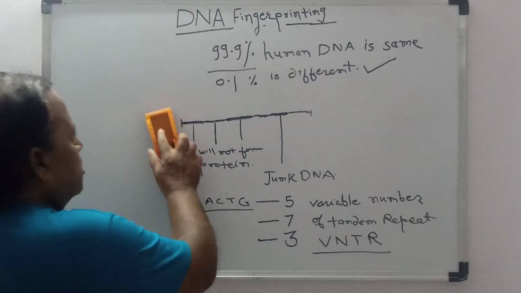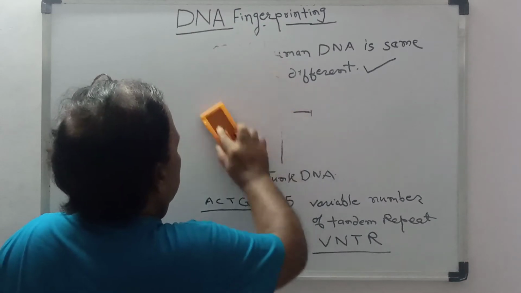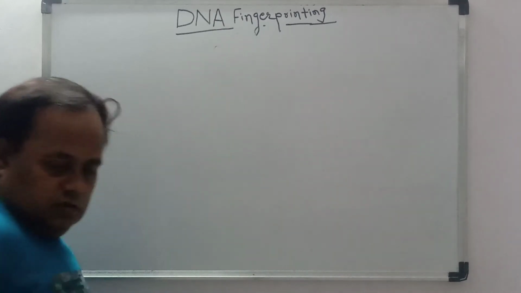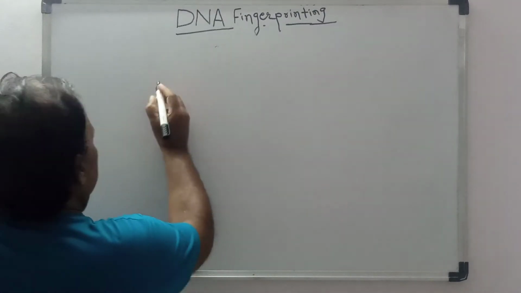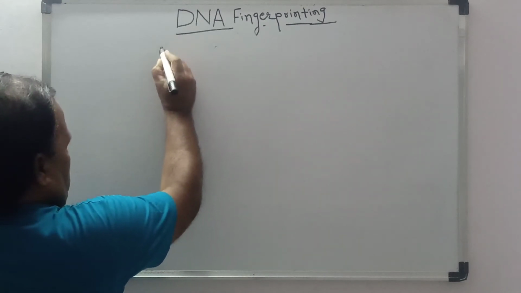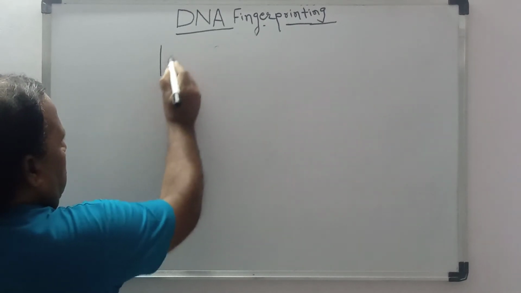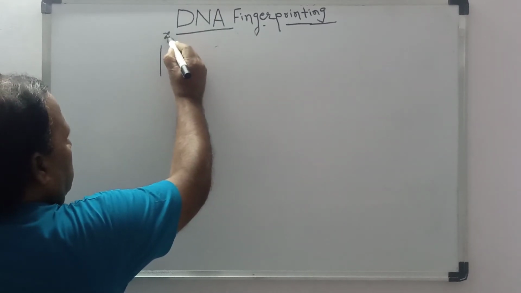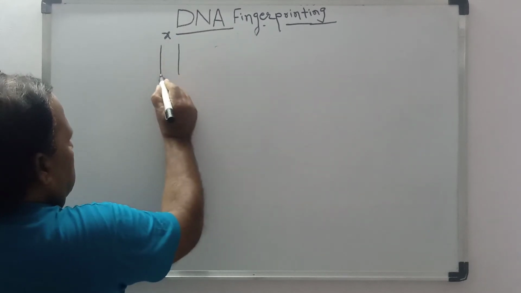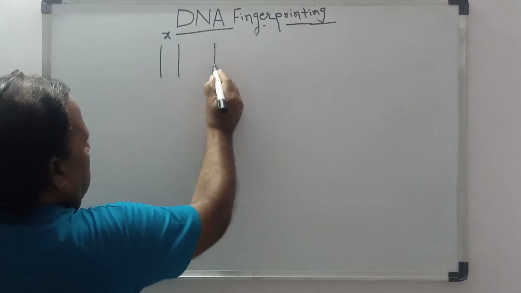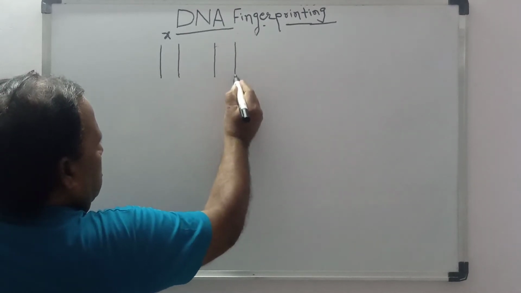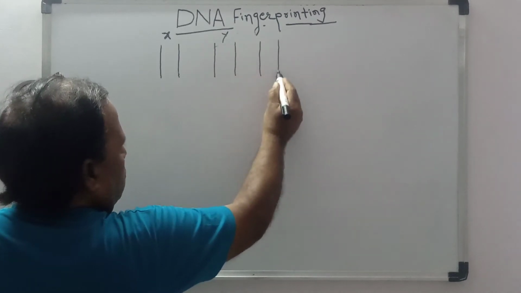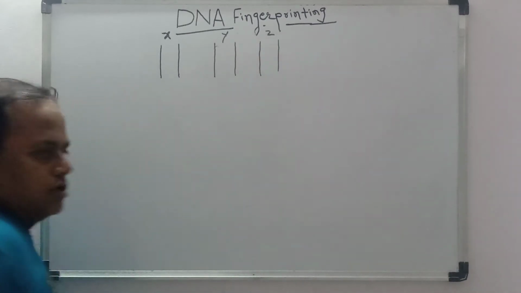So now let us study the various stages. The first stage is, okay, let us have a pair of homologous chromosomes. Suppose this is some person called X, and this is the homologous pair of Y, and this is the homologous pair of Z.